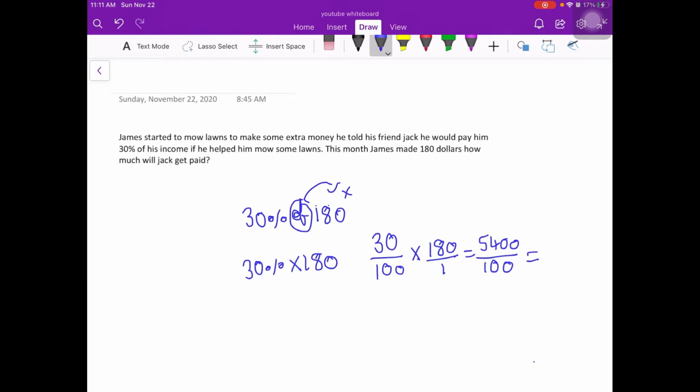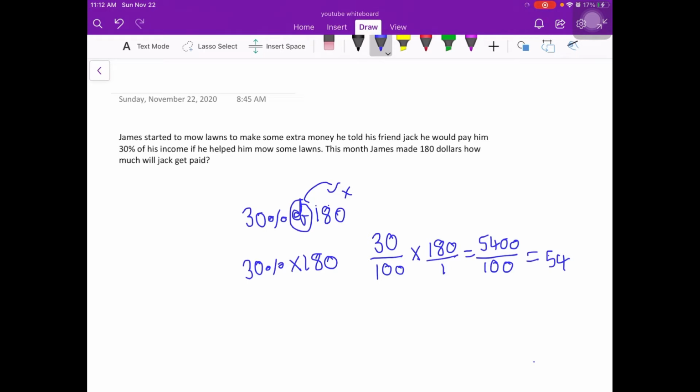So basically, 5,400 divided by 100 is equal to 54. And so 30% of 180 is equal to 54. So he's going to pay Jack $54.